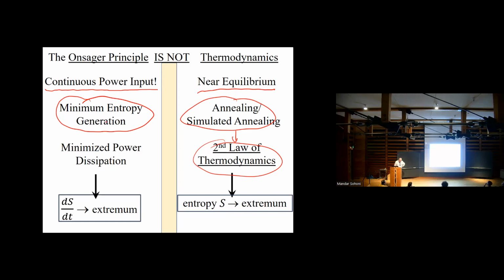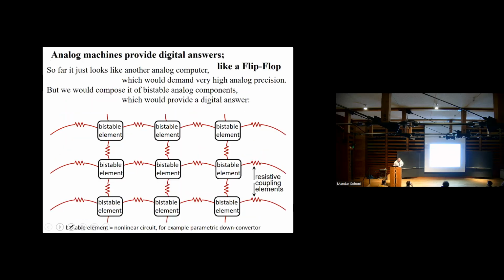On the other hand, the Onsager principle says minimize the power dissipation in the resistors. Now you see the difference between the two principles. This is thermodynamics: entropy goes to a maximum. And in Onsager's picture, the time derivative of entropy goes to a minimum. The Onsager picture is very important because most of the machines, even the machines being presented at this conference, I believe are using the Onsager principle, which is perfectly respectable, but it's nice to give credit to Onsager.